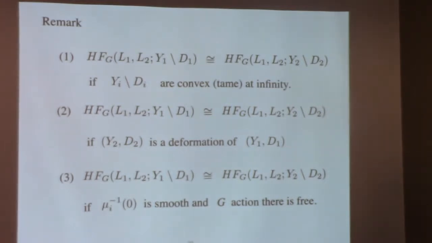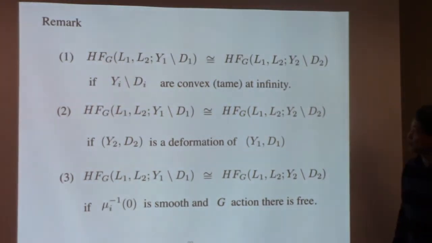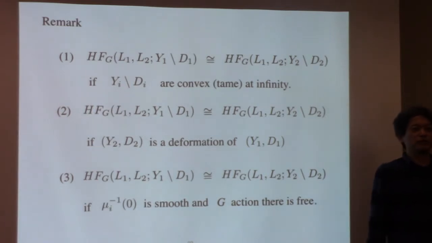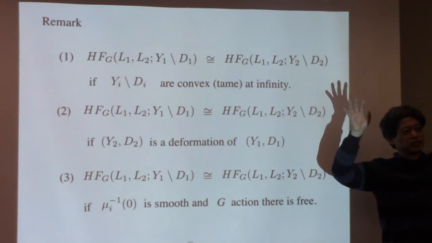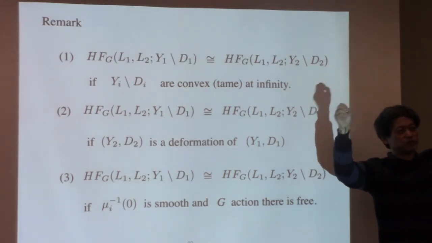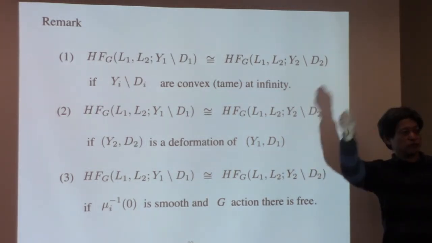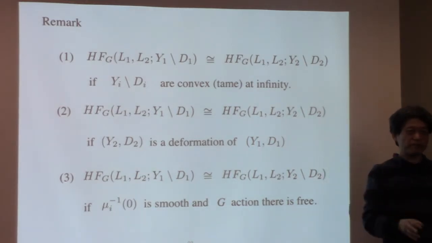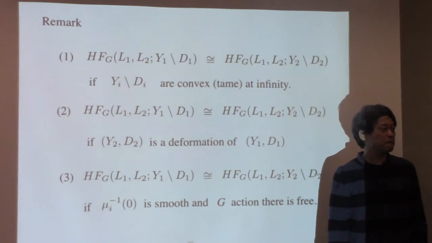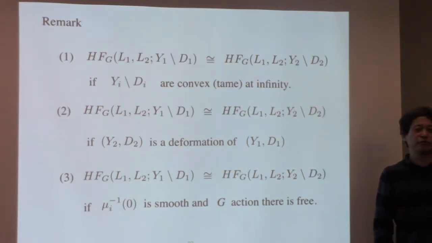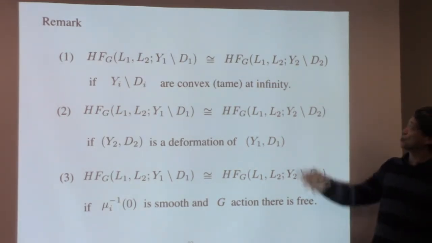And the second case is a bit more delicate. One can prove that this is correct if (Y2, D2) is a deformation of (Y1, D1). So topologically, as differential topology, if these two guys are the same, and you deform the complex structures, going from one to the other by a one parameter family of deformations, then this Floer homology is independent. That we can prove. This is not trivial. It's a part of the construction of this.